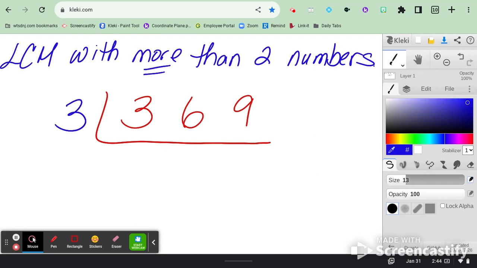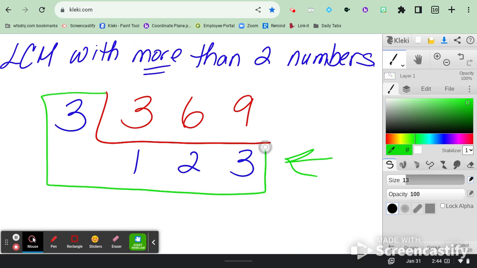3 goes into 3 once, 3 goes into 6 2 times, 3 goes into 9 3 times. So now I am looking at 1, 2, and 3. 1, 2, and 3, they are not all divisible by the same number, and two of them are not divisible by the same number. We cannot use 1, remember? So now all I am doing is I am multiplying these together.